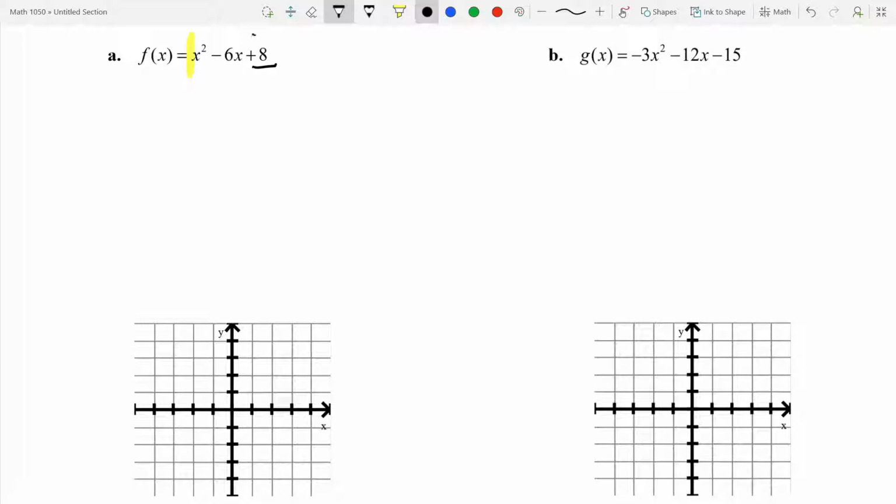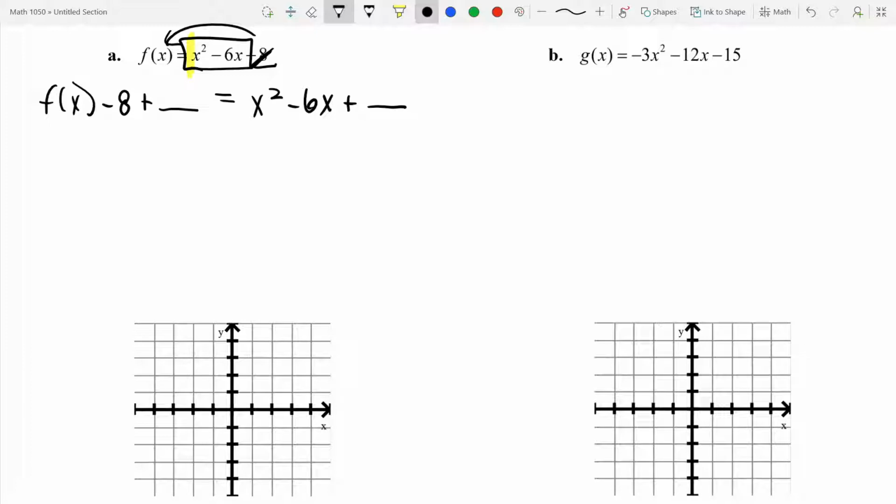So I'm going to do a couple of things. Look what I'm going to do. I'm going to take the 8 and I'm going to pull it over. So everybody go f of x minus 8 plus blank equals. So all I've done is move my 8 and added a blank. Okay, what do I have on the other side? Well, that's what's left. So it's x to the second minus 6x plus blank, like that. Okay, take the linear term, which is a 6. Divide it by 2, you get a 3. Raise that to the second, you get a 9. So I'm going to add 9 here, and I'm going to add 9 there.